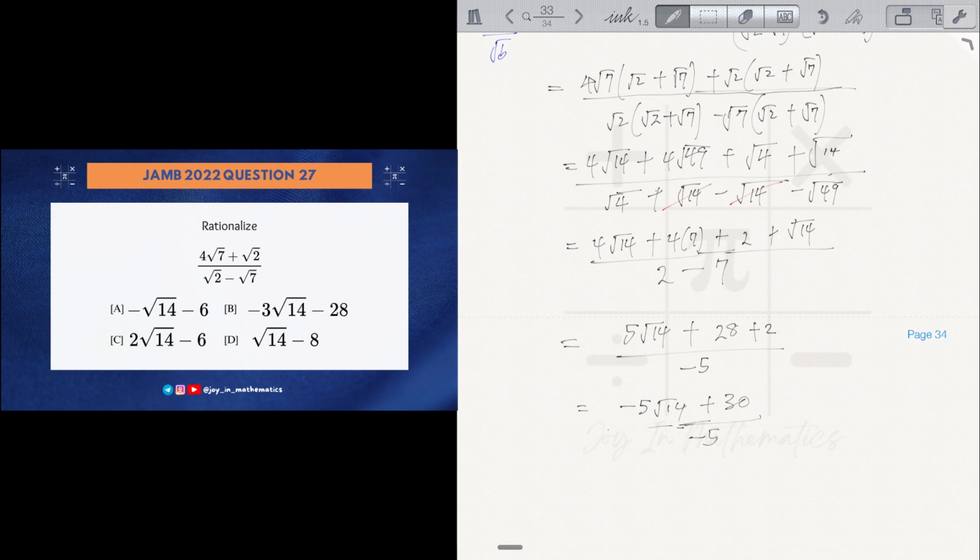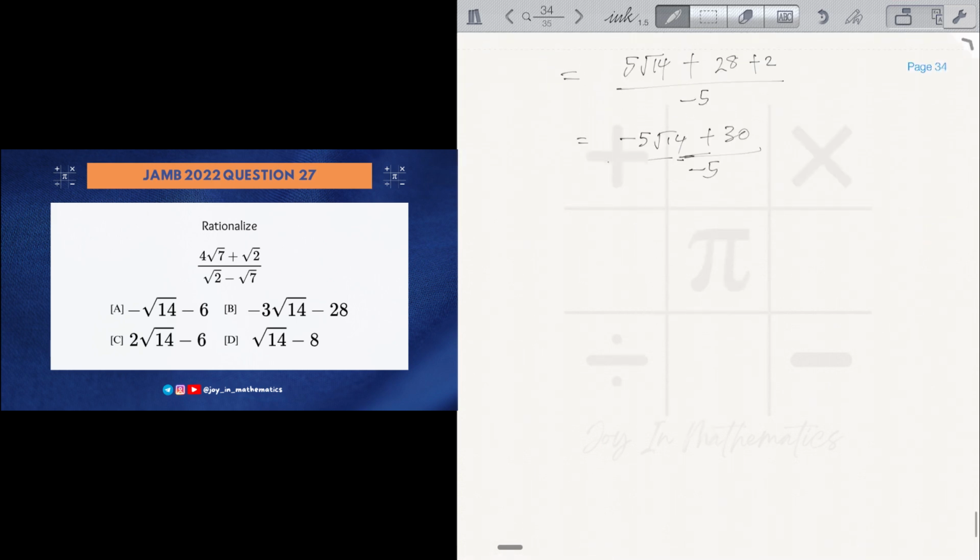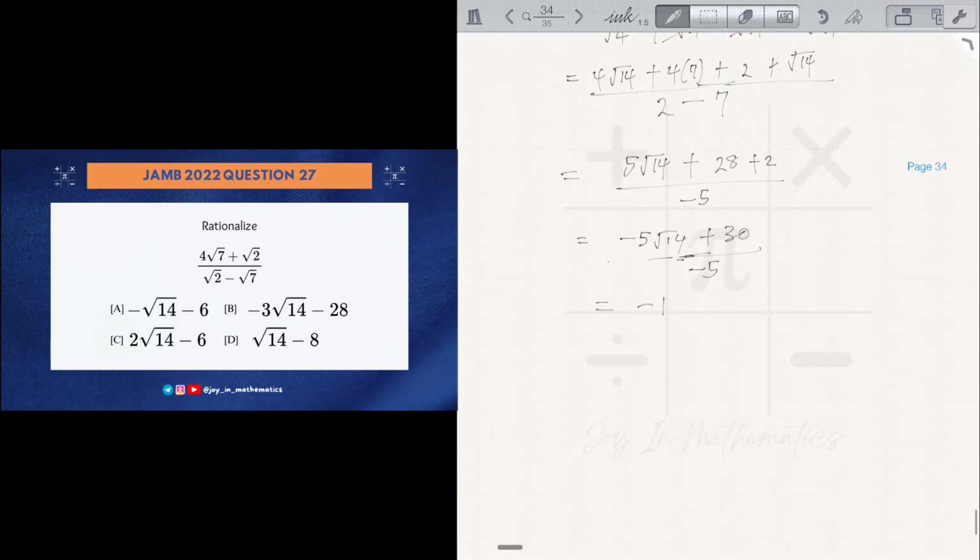minus 5. So if we divide all through by negative 5, we will have minus root 14, and 30 divided by minus 5 will give us minus 6. So this can also be written as minus 6 minus root 14, which is an expression of option A.